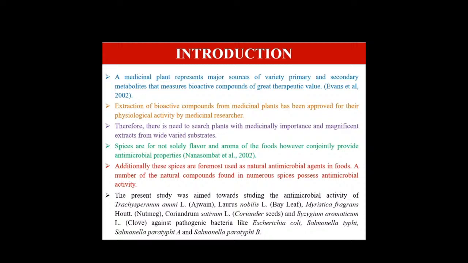Herbs and spices have been used for generations by humans as food, and they are also used to treat ailments. Biomolecules found in plants play a crucial role, not only to maintain health, but also to promote health. They have served numerous roles through history, including coloring agents, preservatives, food additives. The active phytochemicals derived from the spices have provided the molecular basis of this action. The present study was aimed at the antimicrobial activity of ajwain, bay leaf, nutmeg, coriander seeds, and clove against pathogenic bacteria like Escherichia coli, Salmonella typhi, Salmonella paratyphi A, Salmonella paratyphi B.